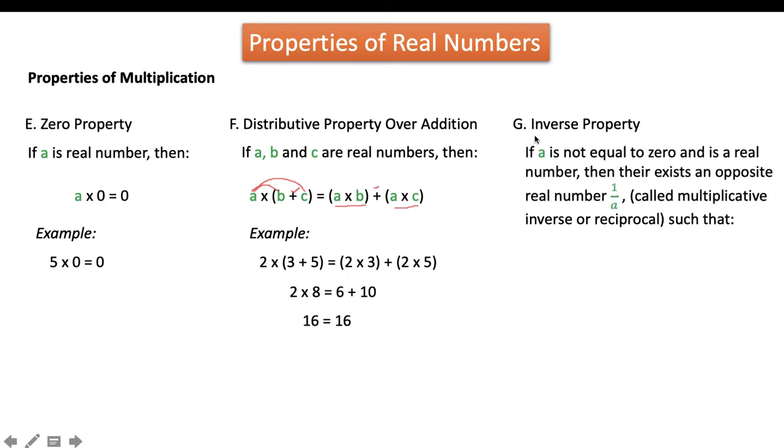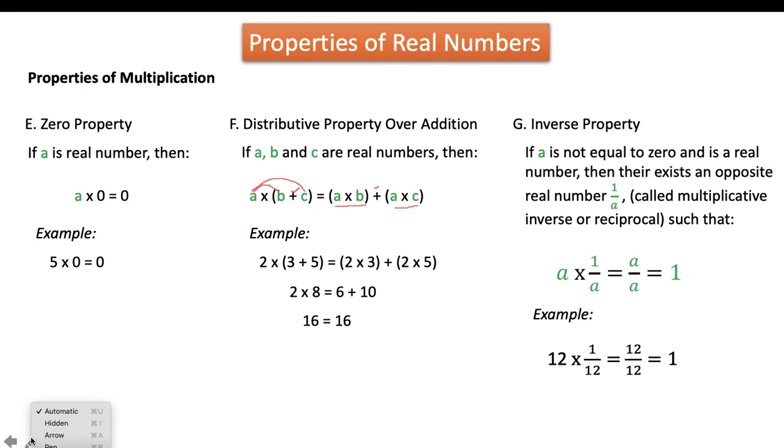And lastly, the inverse property. If a is not equal to 0 and is a real number, then there exists an opposite real number 1 over a, called the multiplicative inverse or reciprocal, such that a times 1 over a is equal to a over a, because a times 1 is a, then just copy this a, then a divided by a is equal to 1. Example, 12 times 1 over 12. So 12 here is our real number. Its multiplicative inverse is 1 over 12. Since every number has a denominator of 1, its reciprocal is 1 over 12.